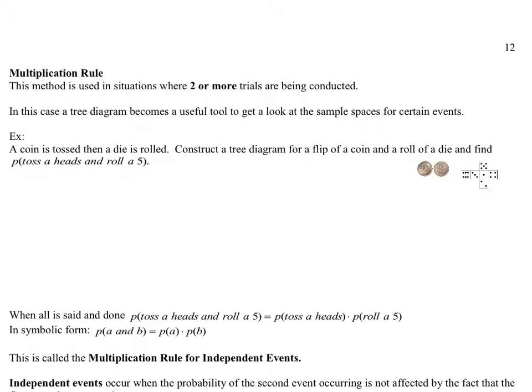It's pretty straightforward also. The multiplication rule deals with multiple events, so 2 or more trials are being conducted. Now we're starting off with cards, but we're going to get into contextual situations, so it's going to get a lot more complicated. But if we can get the groundwork when dealing with cards, dice, and things like that, then things will be a lot easier. A coin is tossed, and then a die is rolled.